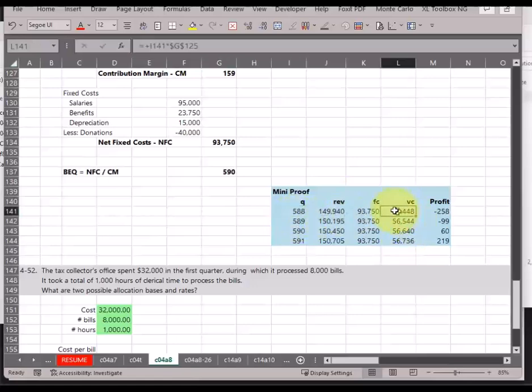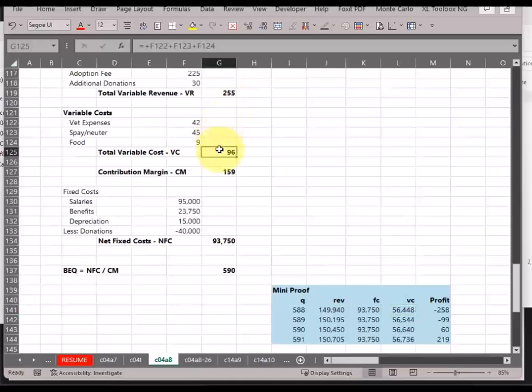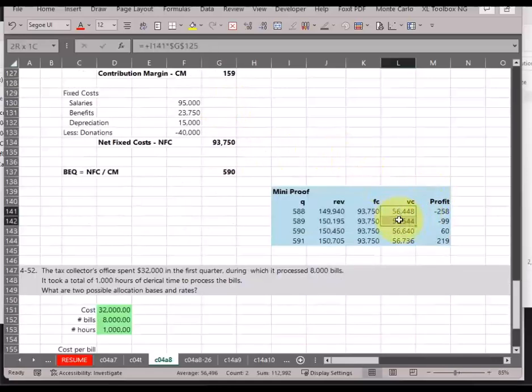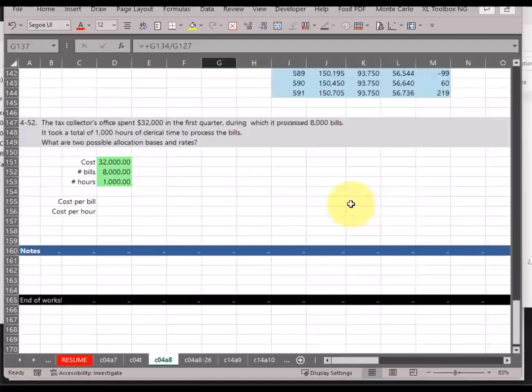Our variable costs, we already know that those are going to go up at, what's that, $96 per pet. So 588 times that 96, and that comes to 56,000. So for each quantity, you take your revenue minus your fixed minus your variable, that gives you a profit. And you can see 588, 589, we're not making money, but once we adopt out 590 pets or more, we start making money. And there's that number right there. So that's just a way of proving backwards that we're doing the right math.